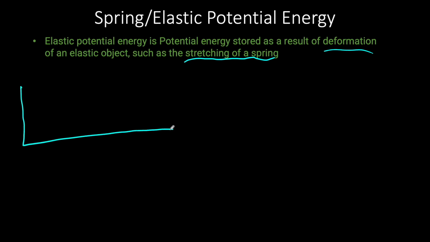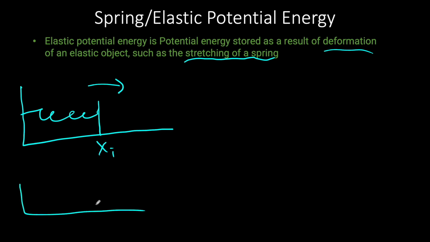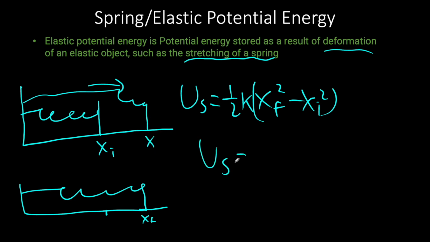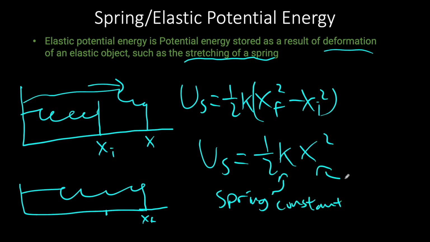So let's say here is a spring, and this is the initial position xi. Then you start to move and go to another position, xf in this picture. So the change in spring energy is calculated by this formula: one half k times xf squared minus xi squared. If you want to calculate the spring energy in this position x, it is simply calculated by the formula of a half times k times x squared, where k is the spring constant and x is the position squared.